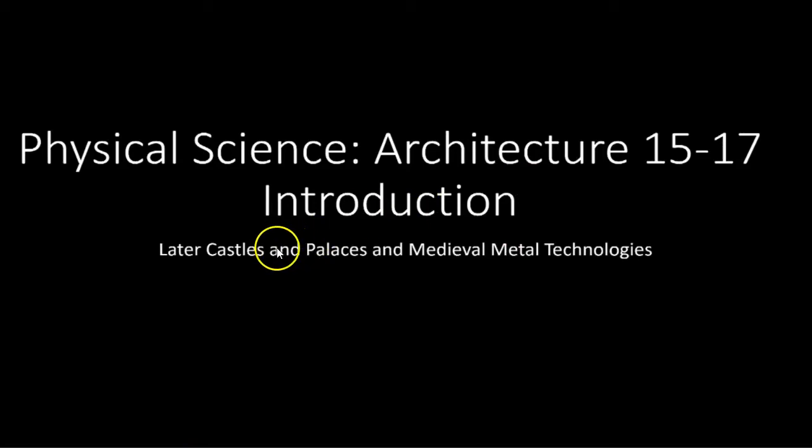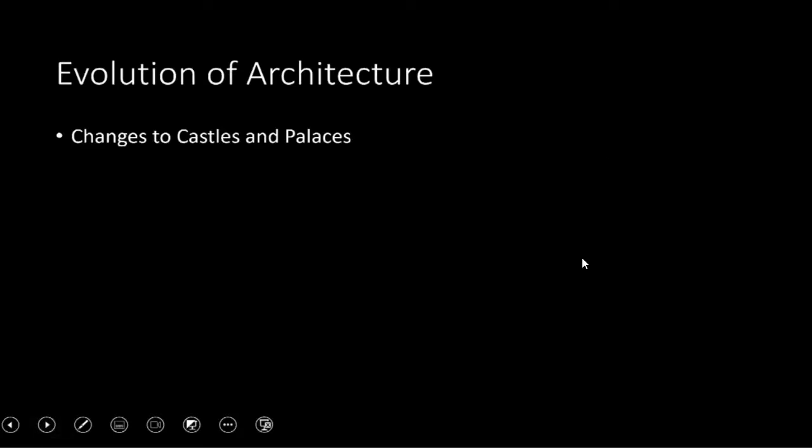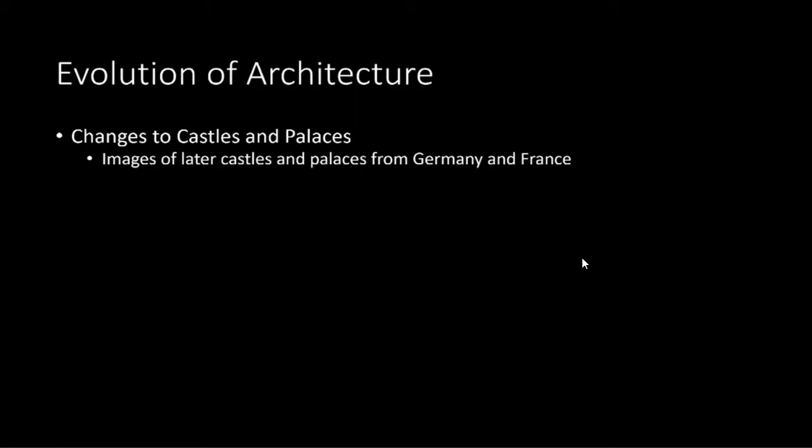So what this is going to focus on, let me just show you. This will focus on later castles and palaces and medieval metal technologies. So the whole idea here is these castles and palaces are going to be castles that are from the later medieval and even into the Renaissance period, and a lot of them will have been restored. So you'll notice they look significantly more functional than a lot of the ones we looked at last time. In terms of where they are, most of the ones we're going to be looking at are going to be found in Germany and France. The ones from last time were mostly in Britain. So it's a little bit of a change there.